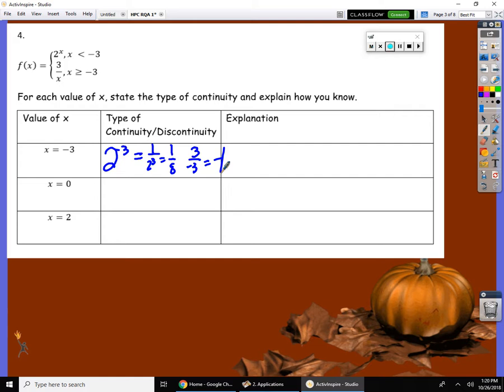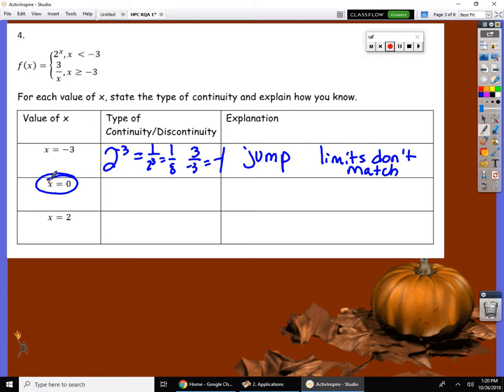Do my responses match? No. So what type of discontinuity is it? It is a jump. How do I know that it's a jump? Limits don't match. My left hand and my right hand, okay? Good.